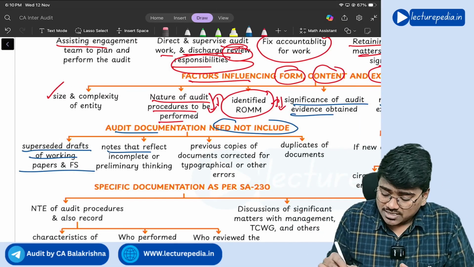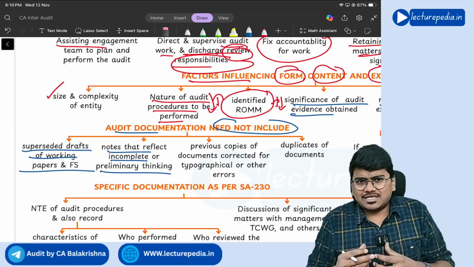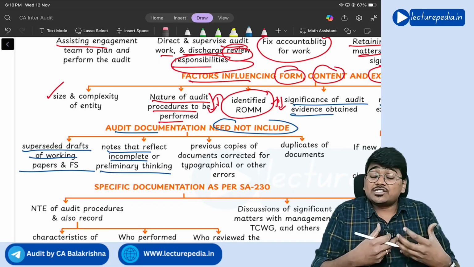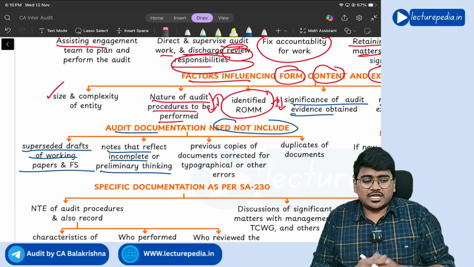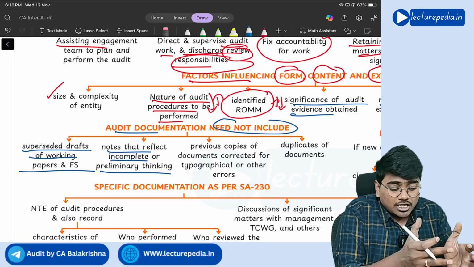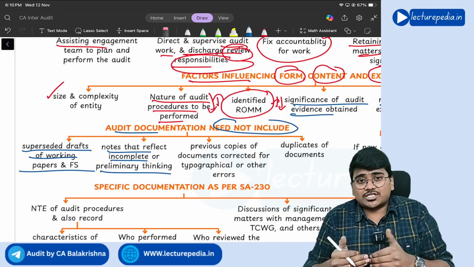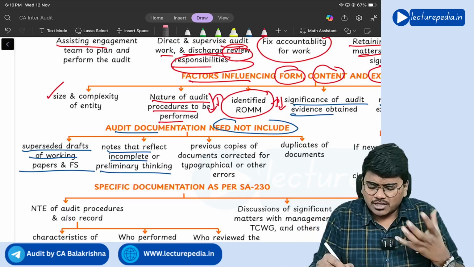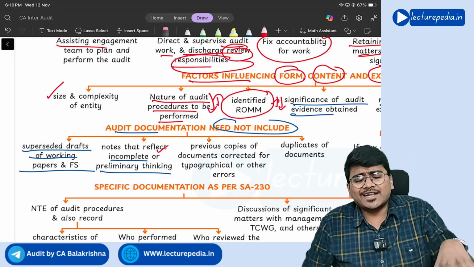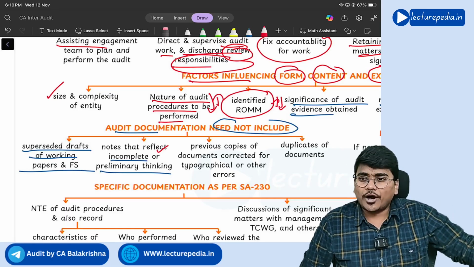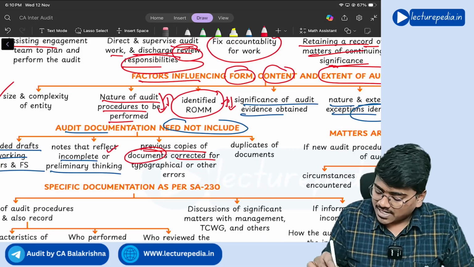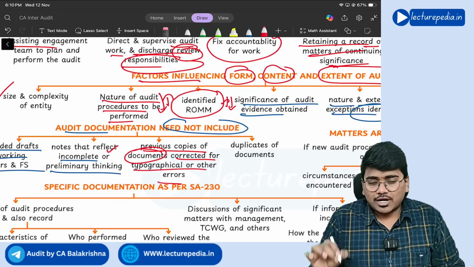Next, notes that reflect incomplete or preliminary thinking. Certain working calculations you would have maintained, right? Which need not be kept in the audit documentation. Those are just for preliminary thinking purposes. That thinking you would have kept in a final version. Okay, if that final version is available, that preliminary thinking and notes which are incomplete need not be part of audit documentation.